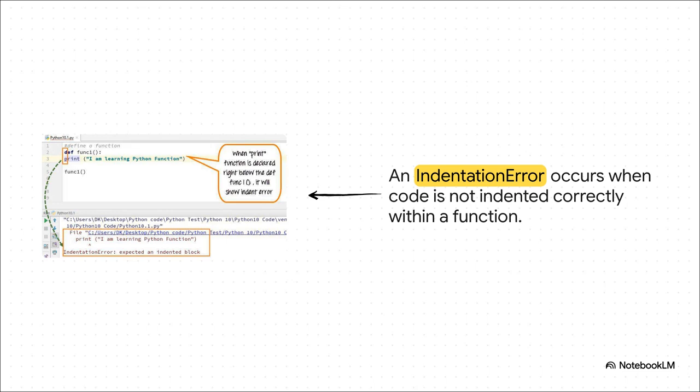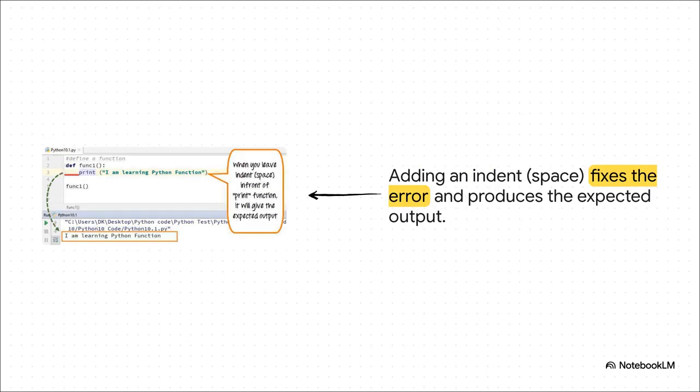For example, look at this. Because this print statement isn't indented, Python has no idea that it's supposed to be part of the function above it. It gets confused and just throws up its hands and gives you an indentation error, basically saying, hey, I was expecting this line to be pushed in a bit. But check out what happens when we fix it. By simply adding a few spaces, an indent, in front of that print line, the code suddenly understands. It sees, okay, this belongs inside the function. And just like that, it runs perfectly and gives us exactly what we wanted. In Python, you gotta keep it neat.